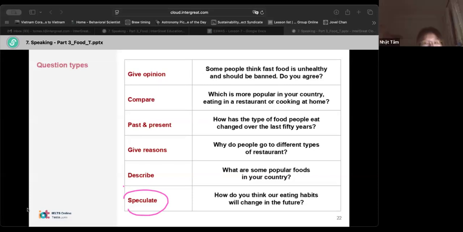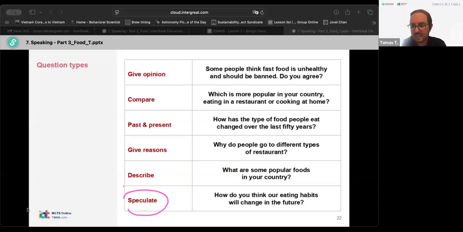I think your thought about an opinion. Speculate? Yes, you do give an opinion. You are absolutely correct, Tom.